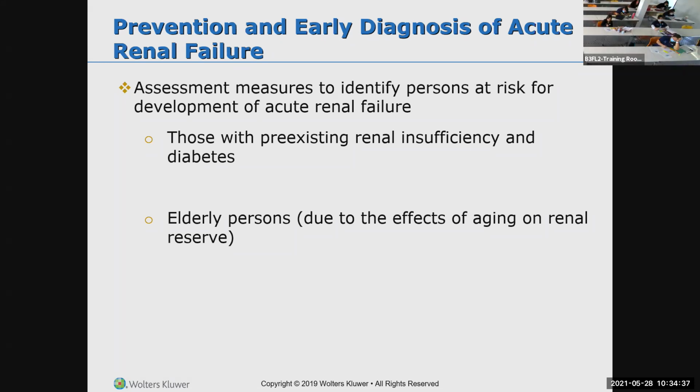Elderly persons, due to the effect of aging on renal reserve. Already I'm old, my kidney function is already going down. So we need to be careful with this person; if we don't take care of this person, the kidney will be more damaged.